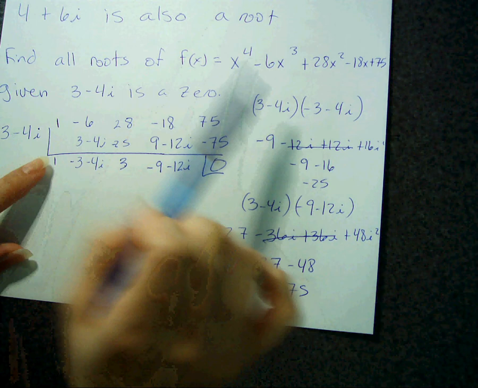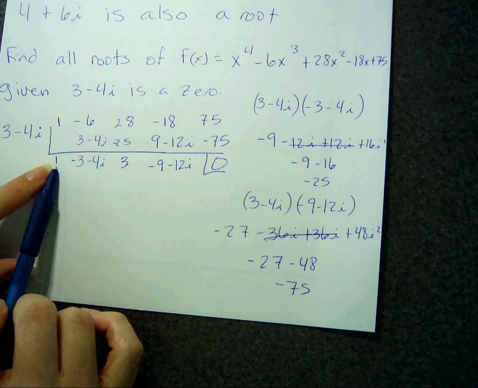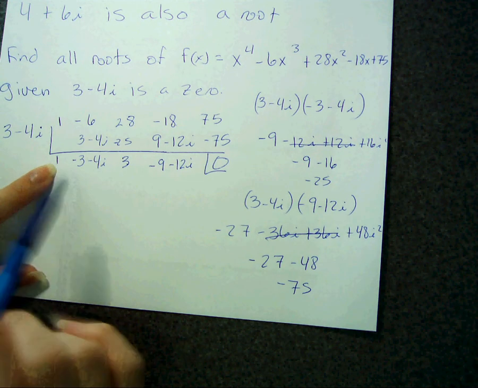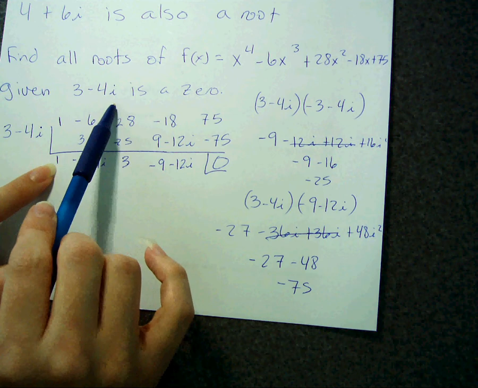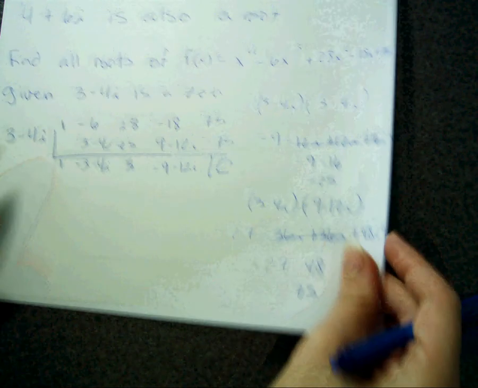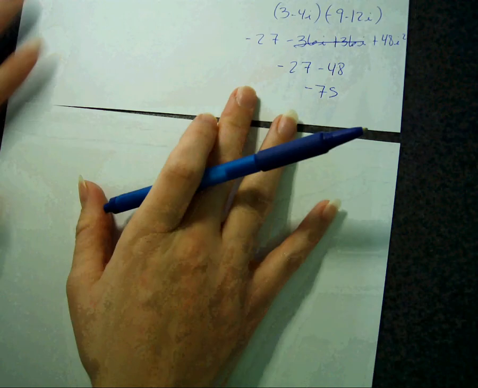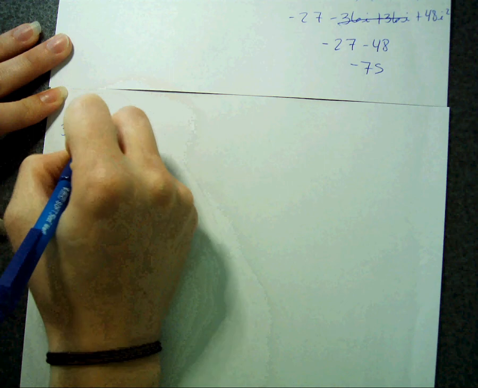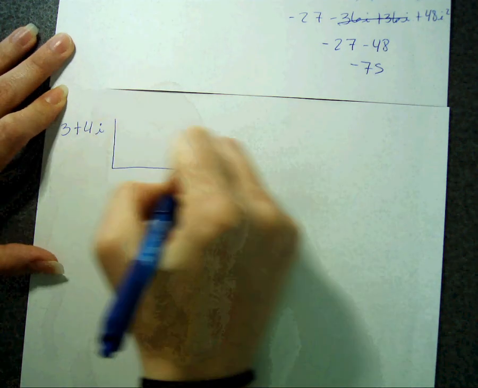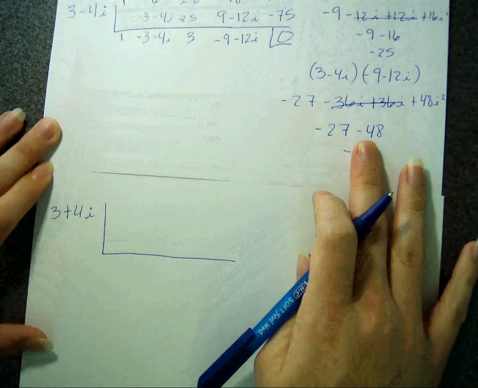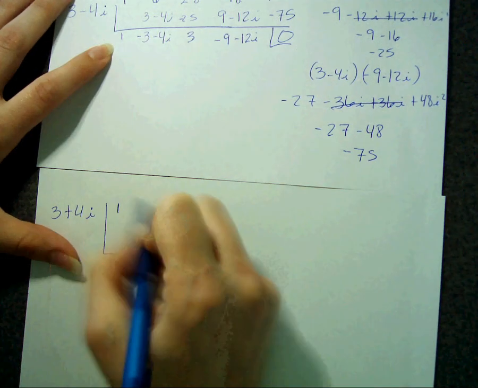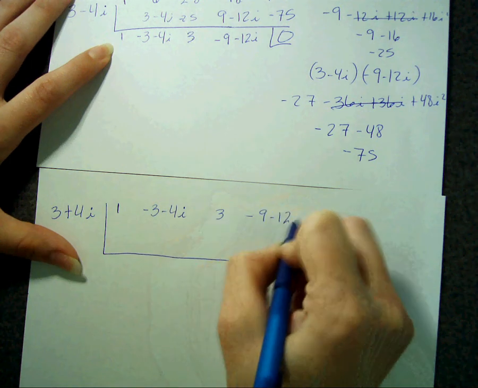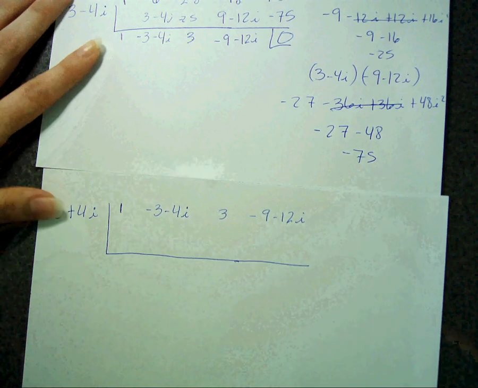Okay? All right, so I had x to the fourth. This broke me down to x to the third. It's ugly. I'm not going to work with that. I'm going to break it down again to a quadratic. Since 3 minus 4i is a root, I know that 3 plus 4i is also a root. So I'm going to set up synthetic division again, but this time using 3 plus 4i, and I'm going to use what is remaining. So I'm going to put 1, negative 3 minus 4i, 3, and negative 9 minus 12i, and use synthetic division again.